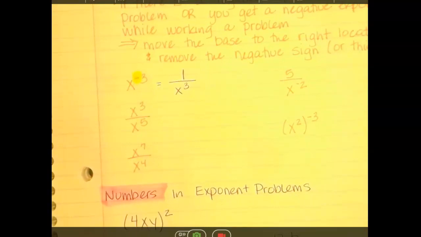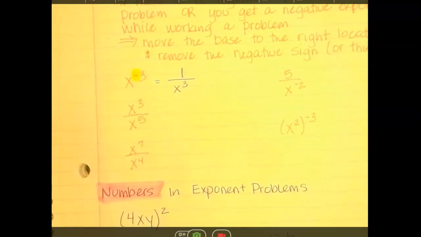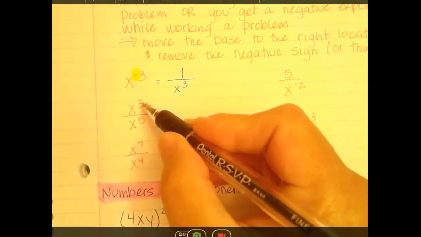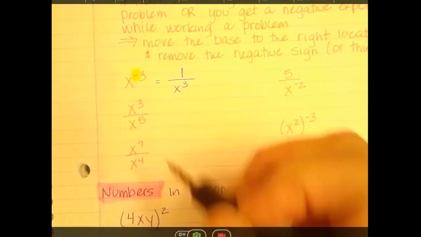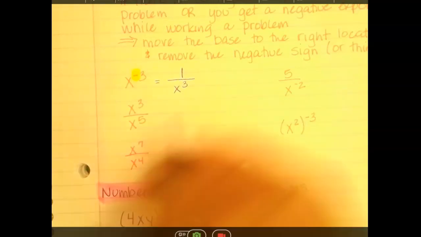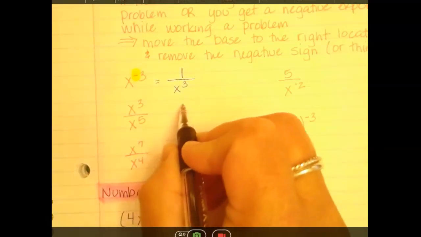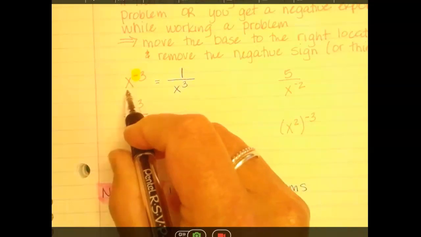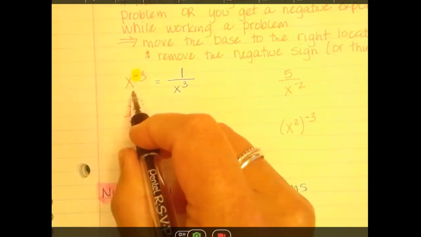We got x to the 3rd over x to the 5th power, right? Now, if we applied the quotient rule, we would subtract our exponents. 3 minus 5 is negative 2. And then we could say equals x to the negative 2 power, right? But then we would be in the same situation we were in up here, where we can't really use that as an answer, and then we would have to move it anyway.